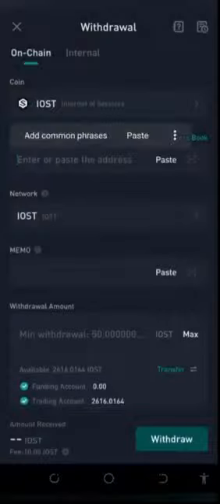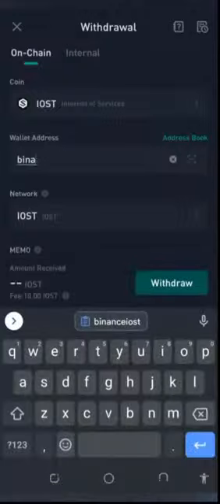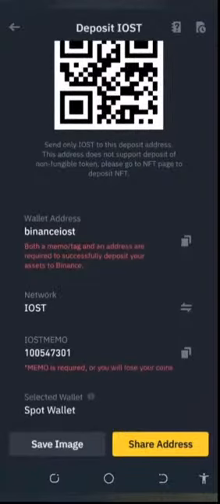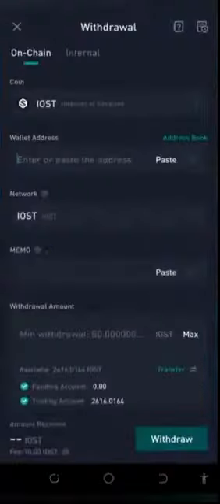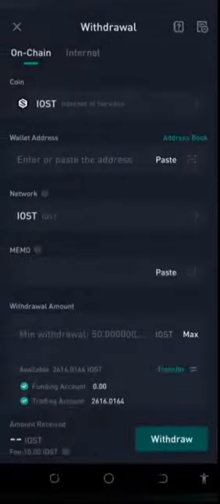So I was looking for the address. That's it. Uh-oh. Sorry. I think I copied the wrong thing. Let's go back and copy the right thing. Wallet address. It says Binance IOST. That's interesting. Well, I think I still copied the right thing. I don't know why it's looking like that. I think it was just looking funny to me. Of course, if it was wrong, it wouldn't allow me to paste it. Okay, it looks like it's right.